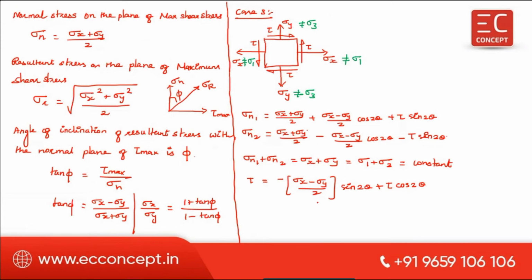Now the principal plane determination. Principal plane. And in the principal plane, what is the shear stress? It is 0, right? Therefore, you have to substitute the values in this equation. Shear stress equal to 0. You will get tan 2 theta p, which is equal to 2 tau divided by sigma x minus sigma y.